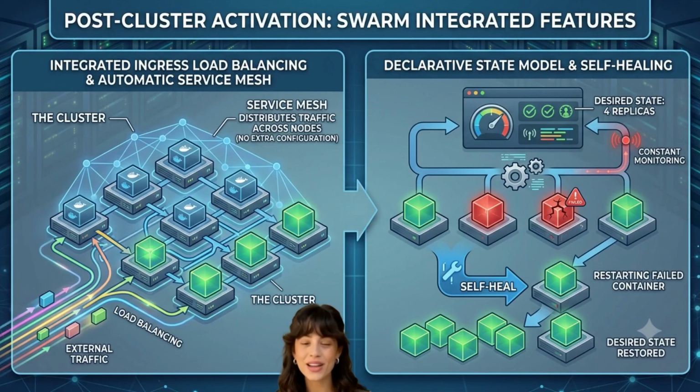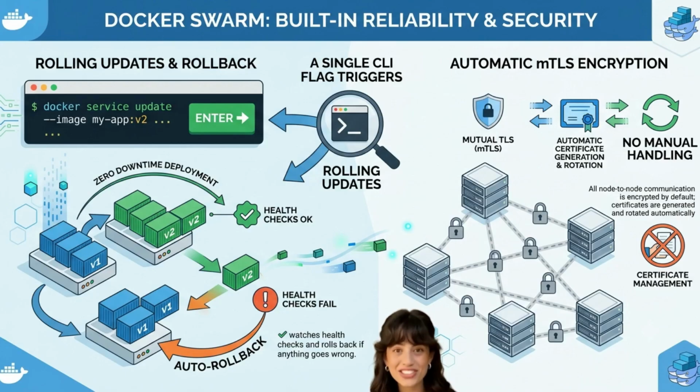Once the cluster is running, Swarm provides integrated ingress load balancing and an automatic service mesh that distributes traffic across nodes without any extra configuration. Its declarative state model constantly monitors the cluster and self-heals by restarting failed containers until the desired number of replicas is restored. Rolling updates are built in. A single CLI flag triggers zero downtime deployments while Swarm watches health checks and rolls back if anything goes wrong.